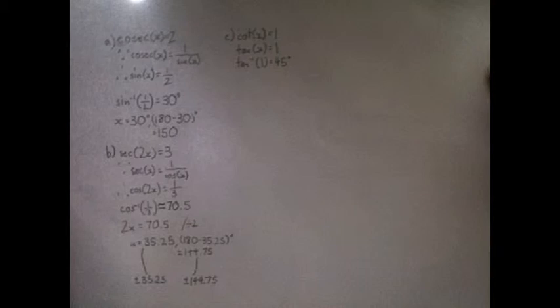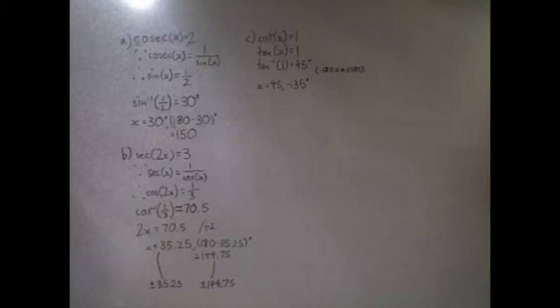So for c, which is cot x equals 1, it's basically the same principle. You convert it into tan x equals 1, you input it into the calculator, which is tan minus 1 of 1 is 45. So there are two answers if you look at the graph. So it's 45 and minus 180 plus 45, which is minus 135.